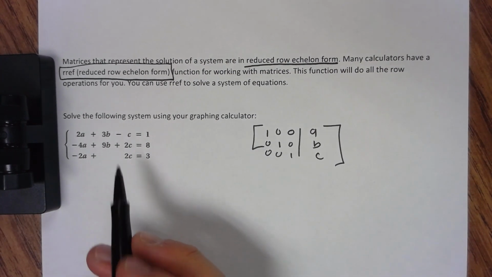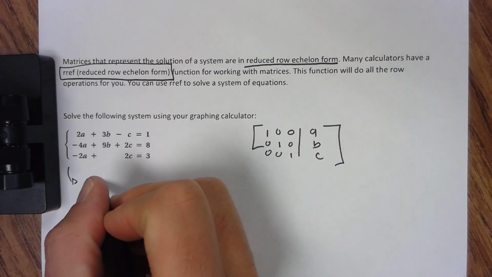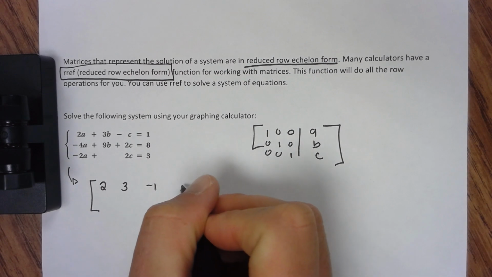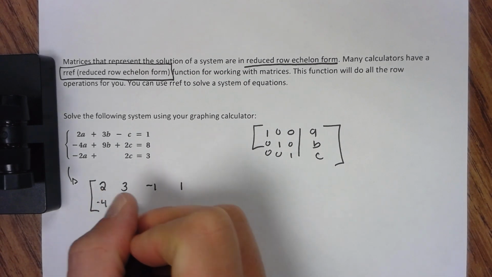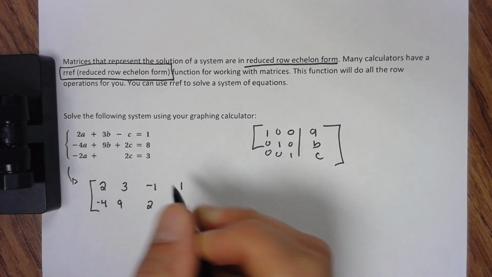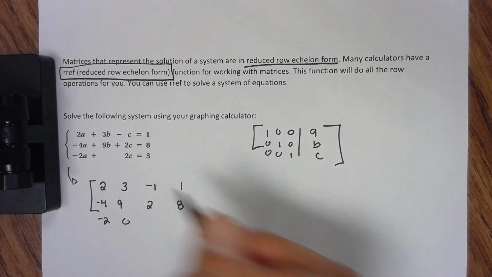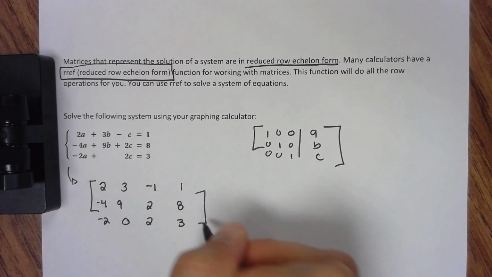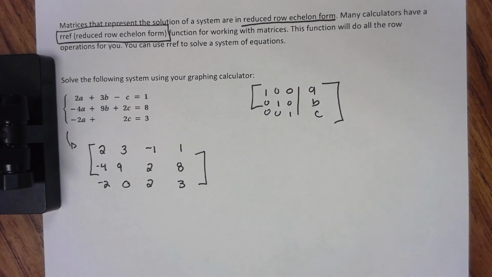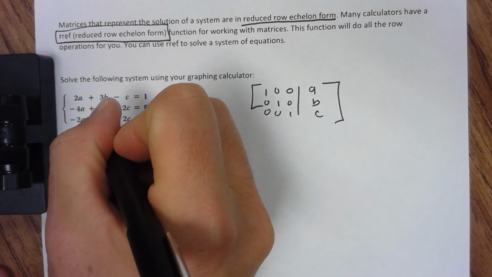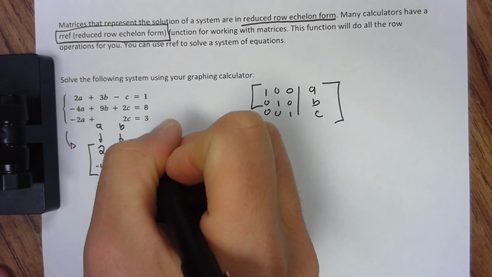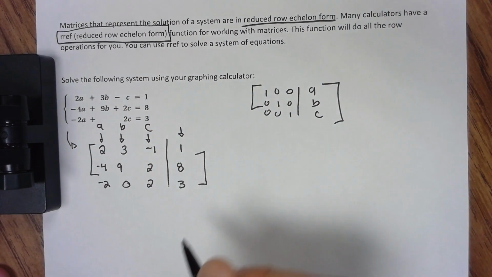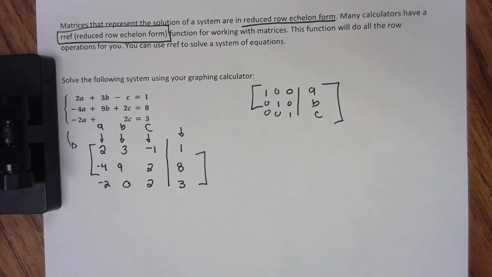So the only thing that we need to do is take the system and write down the matrix. So that's 2, 3, -1, 1, -4, 9, 2, 8, and then -2. There's no B term, so that'd be a 0 there. We always need a placeholder. 2, and then 3. And then just remember that this column is our A, this column's the B, this column is C, and then these are like the answers. Really our main task is to figure out the values of A, B, and C.